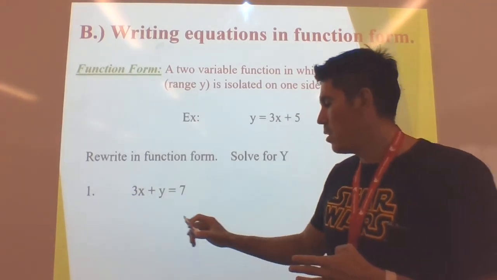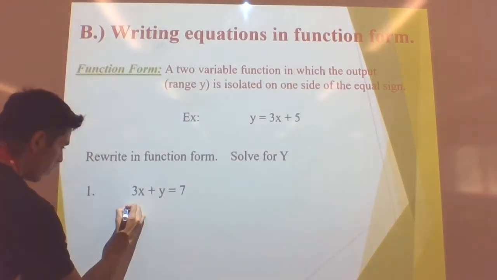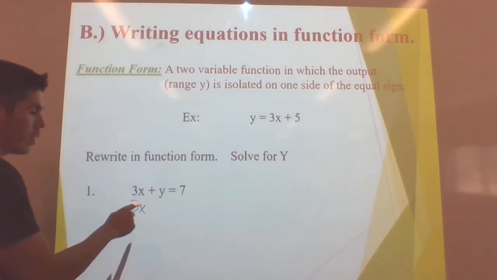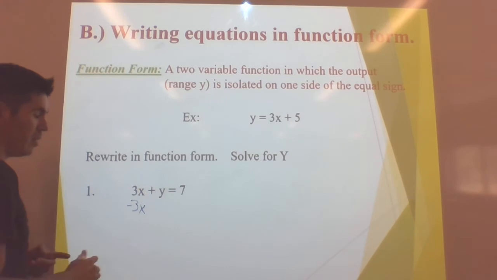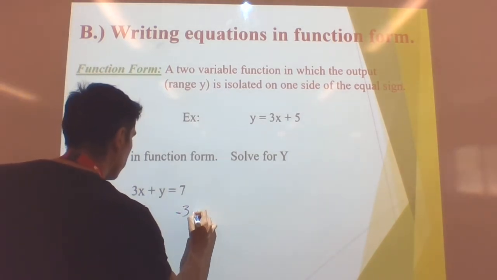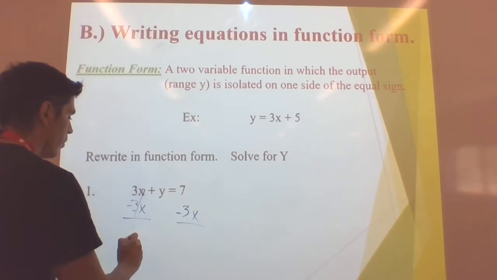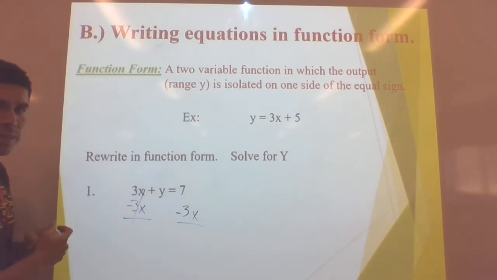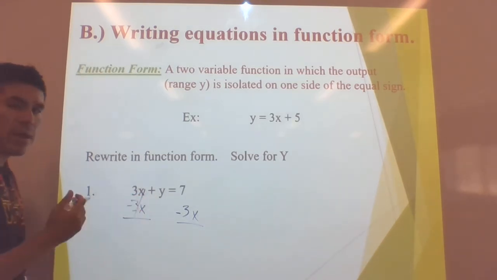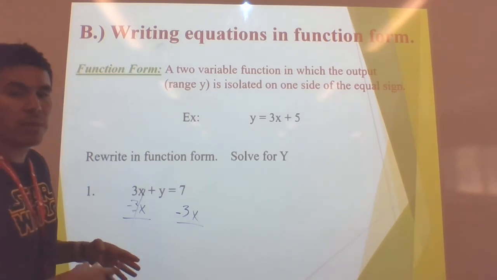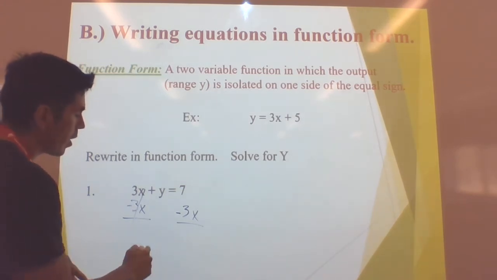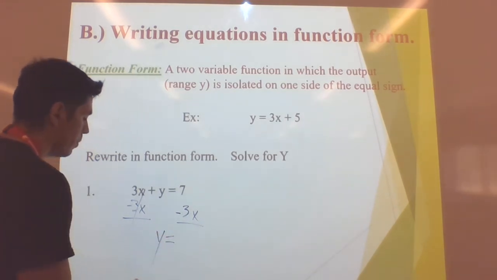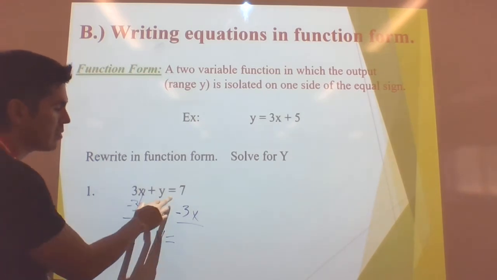Okay? So what I'm going to do is subtract by 3x. What I do to one side of the equal sign, I must do to the other side of the equal sign. Okay? That's 0. Positive 3x minus 3x, that's 0. Then I clean it up. What I mean by clean up is I bring everything that's still left. I bring down my y. Okay. I have 7 minus 3x.